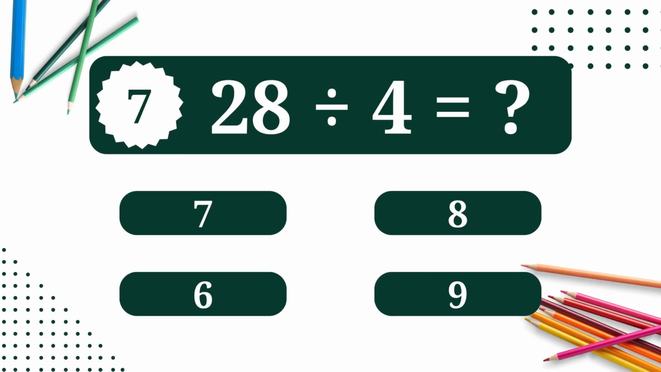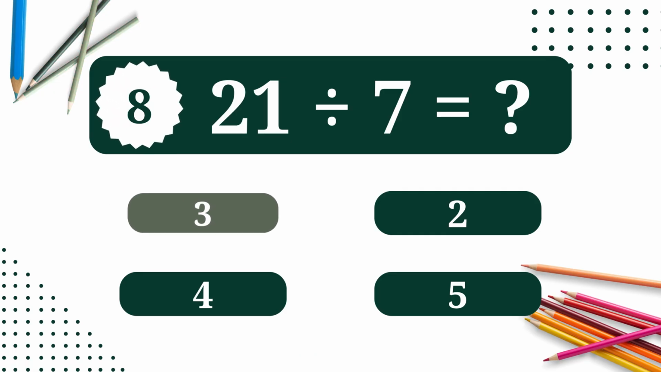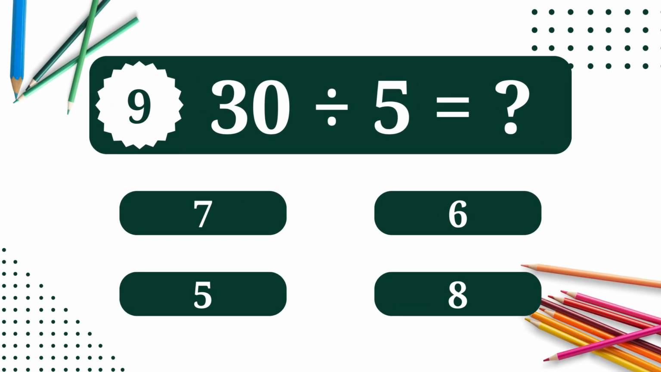Question 7. What is 28 divided by 4? Seven. Question 8. What is 21 divided by 7? Three. Question 9. What is 30 divided by 5? Six.